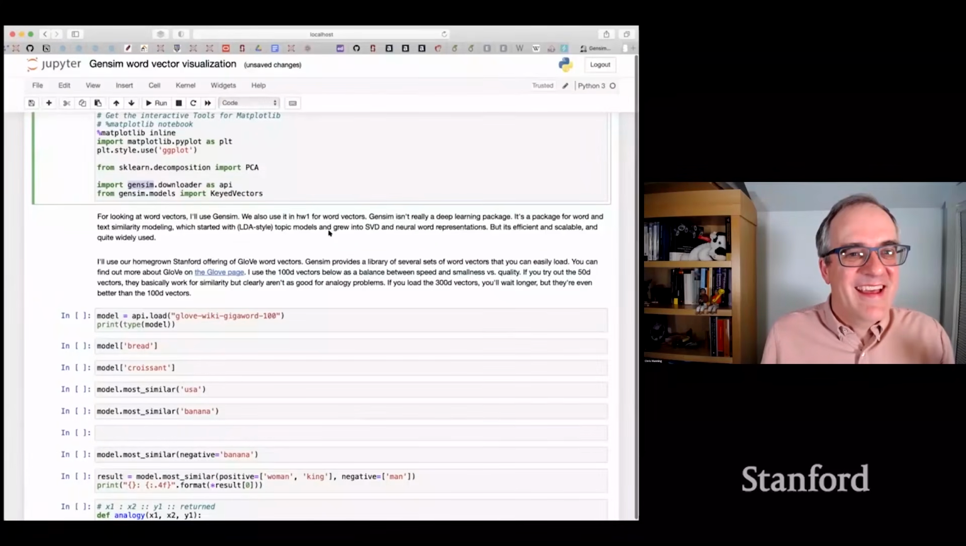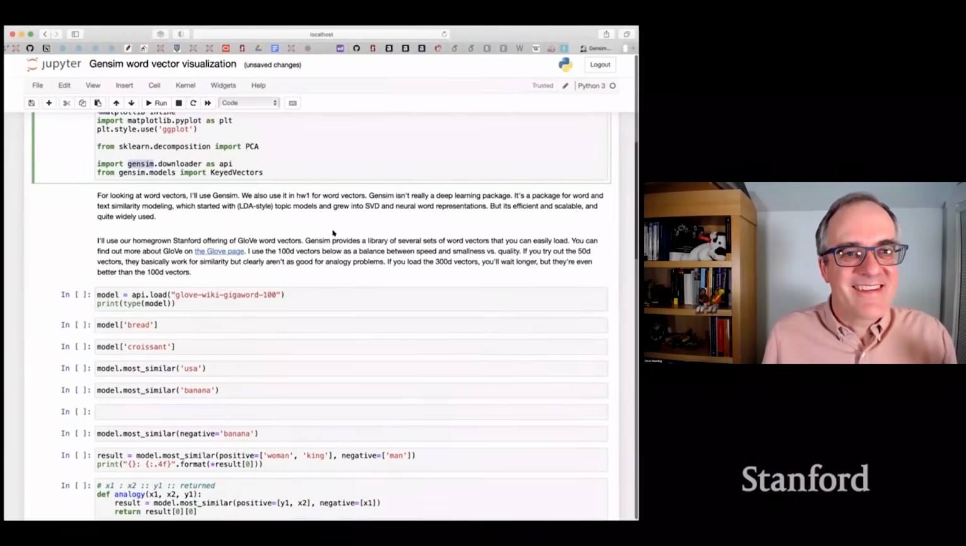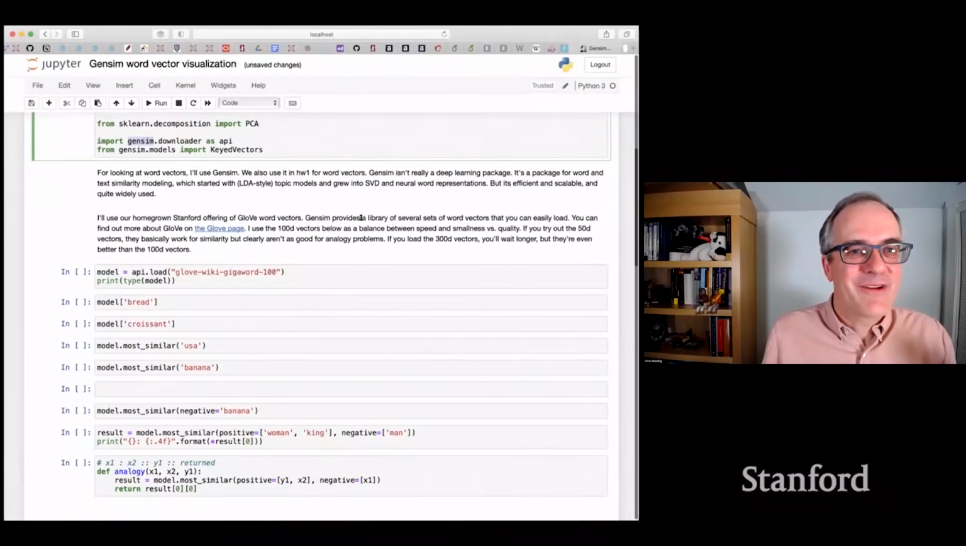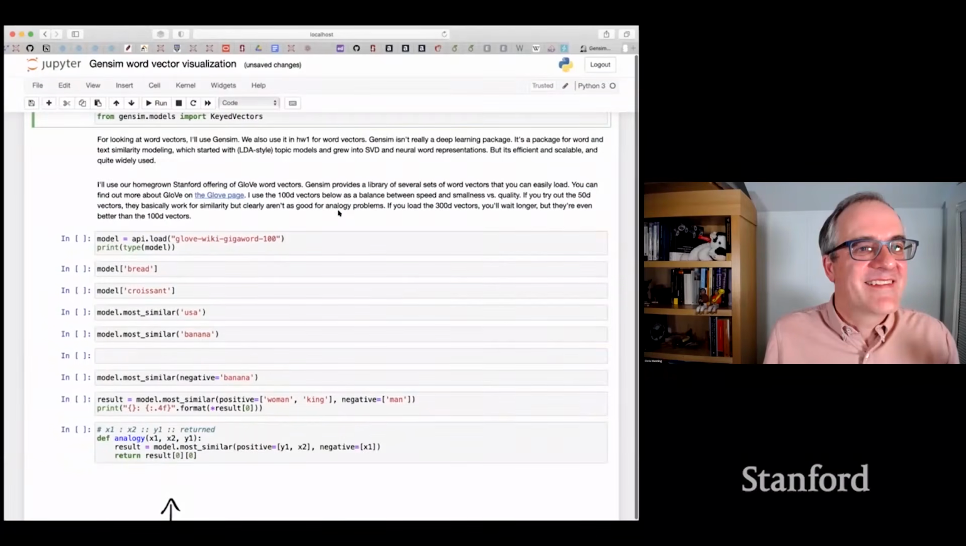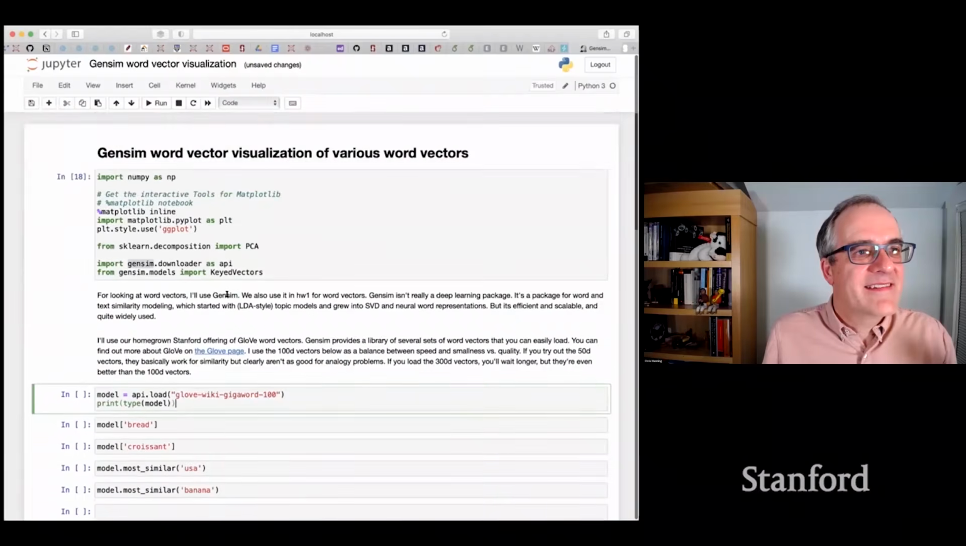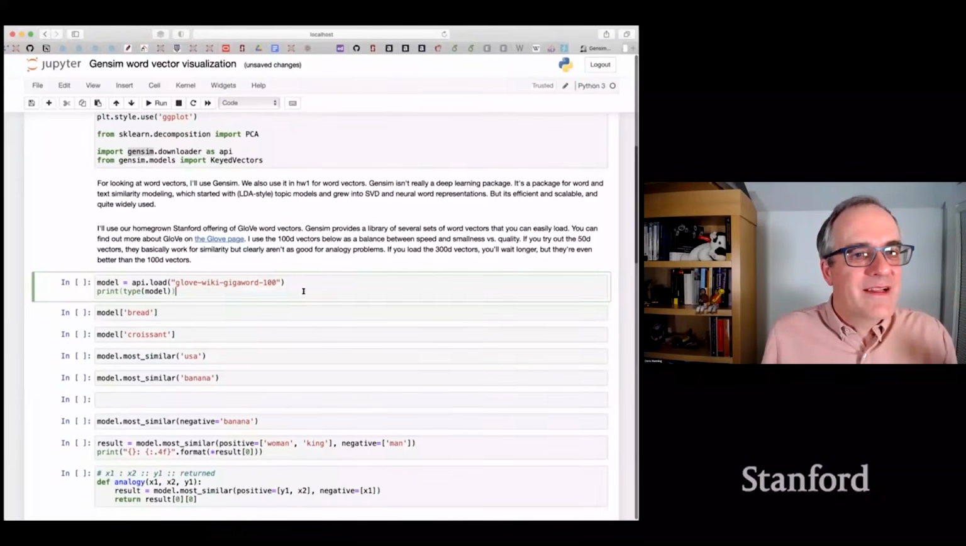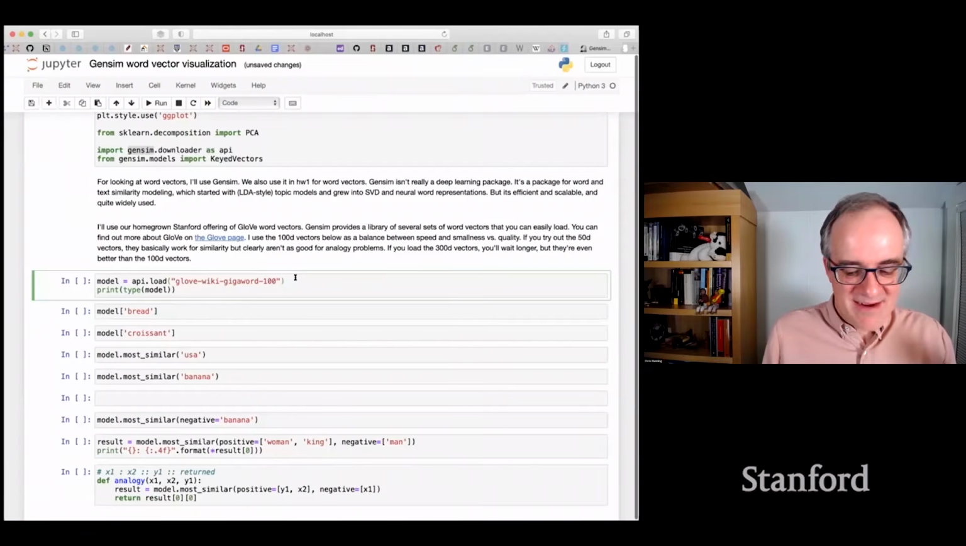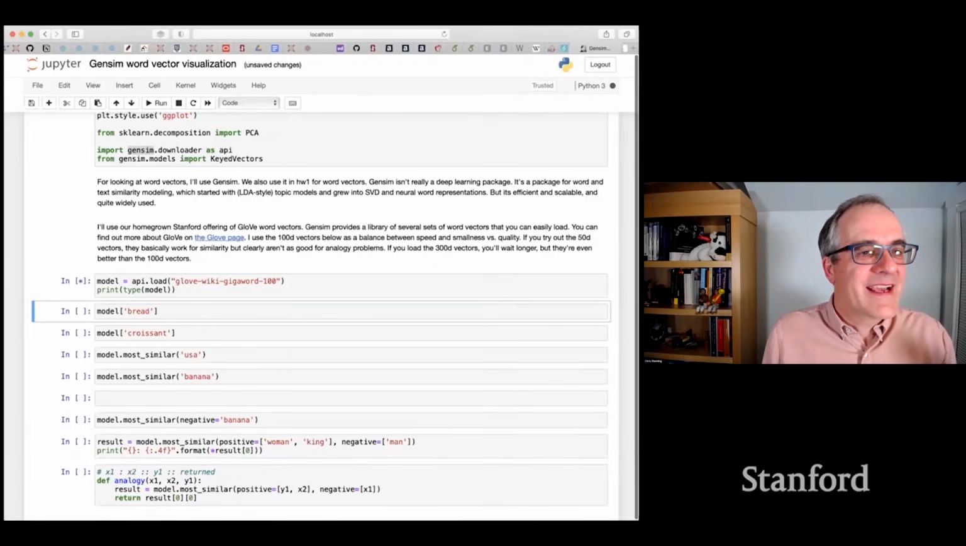It's not really used for deep learning, so this is the only time you'll see it in the class. But if you just want a good package for working with word vectors in some other application, it's a good one to know about. Then in my second cell, I'm loading a particular set of word vectors. These are our GloVe word vectors that we made at Stanford in 2014. I'm loading 100-dimensional word vectors so that things are a little bit quicker for me.